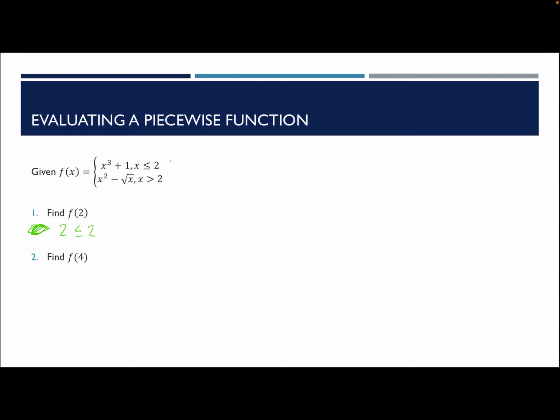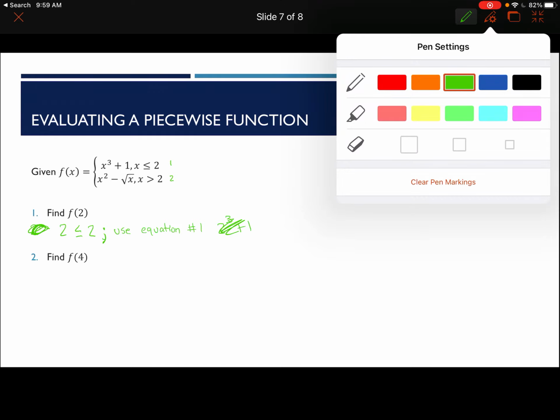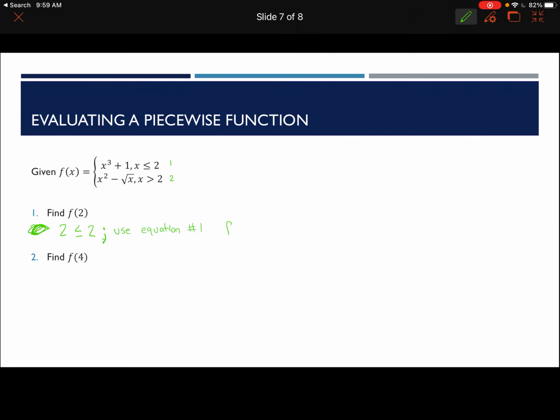So say we label this as equation 1 and equation 2. That's going to mean this is a semicolon, by the way. So we need to use equation number 1. So that's going to give us 2 cubed plus 1. Actually, let's make that look better. So that's going to mean that f of 2 is equal to 2 cubed plus 1, which is 2 times 2 times 2, which is 8, plus 1 is 9.